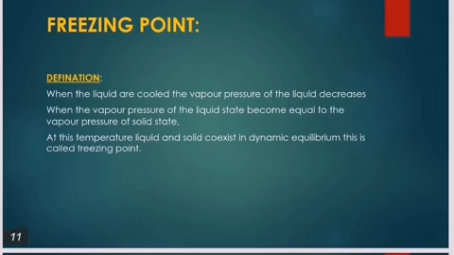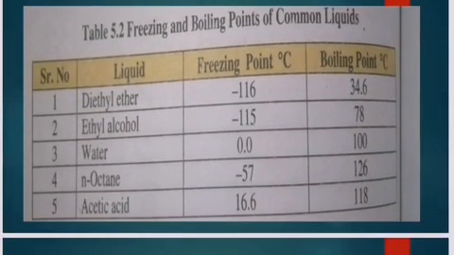freezing point. So here we have a table that is also mentioned in your book. In the first column, the names of some liquids are mentioned, such as diethyl ether. Its freezing point is -116 and boiling point is 34.6. Same with ethyl alcohol: its freezing point is -115 and its boiling point is 78 degrees Celsius. Next we have water, N-octane and acetic acid. All these liquids have their freezing points as well as their boiling points.